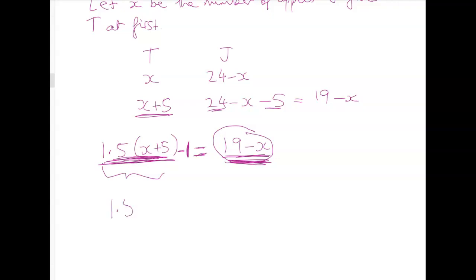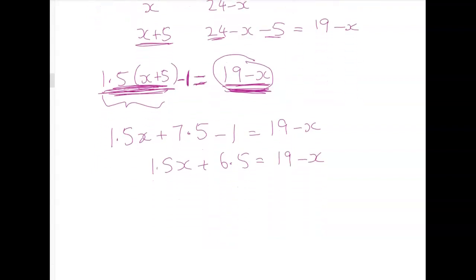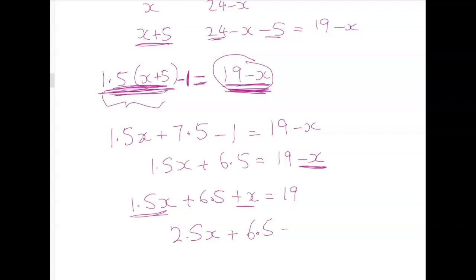So we're going to have 1.5x plus 7.5 take away 1 is equal to 19 minus x. I'm just expanding those brackets. So here we've got 1.5x plus 6.5 is equal to 19 minus x. Now I'm going to collect up my x's on both sides. So we'll add x to both sides. And that gives me, going really slowly, 1.5x plus 6.5 plus x is equal to 19. Collecting up my like terms, I get 2.5x plus 6.5 is equal to 19.